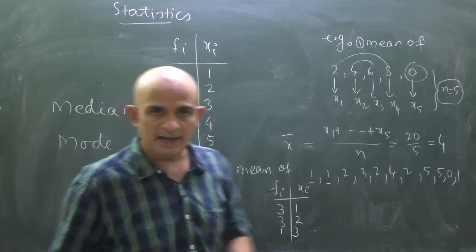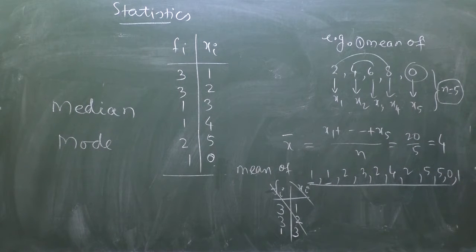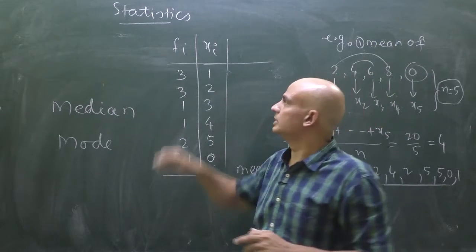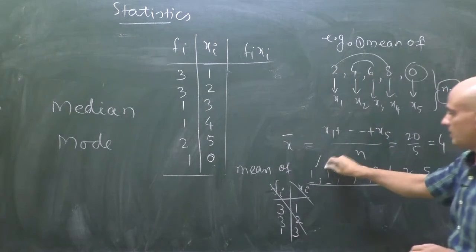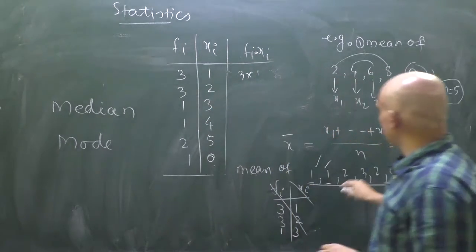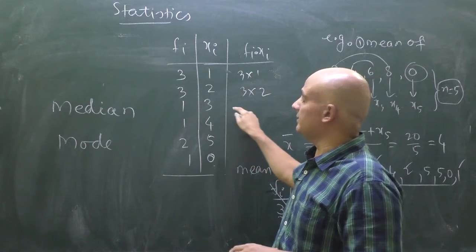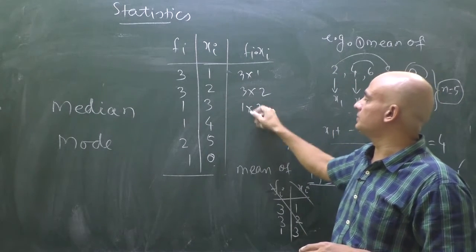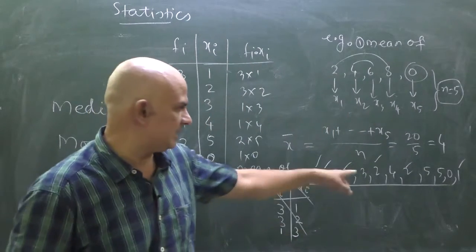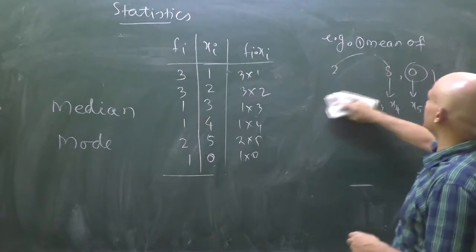Now we shall add all these values. There is a method to add them. Either you add all these values individually or apply this technique. How many times does 1 appear? Thrice. So the sum of all these ones is 3 into 1, fi into xi. And 2 appears 3 times, so 2 plus 2 plus 2, that is 3 into 2, 6. And 3 appears once, so 1 into 3, 1 into 4, 2 into 5, 1 into 0. So I did nothing except their addition, but by making a group.